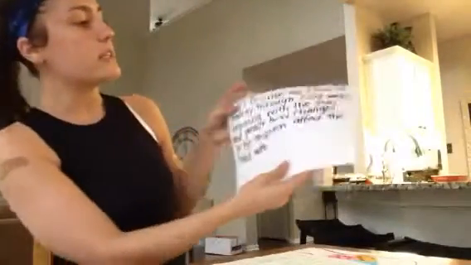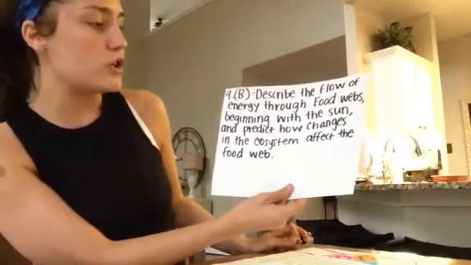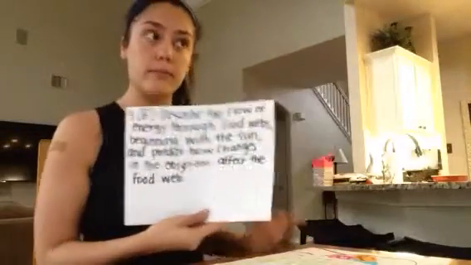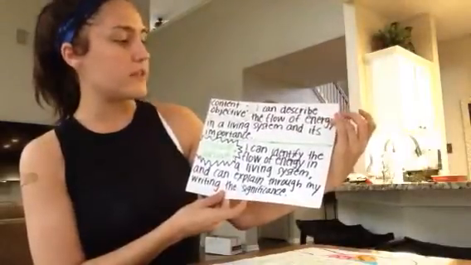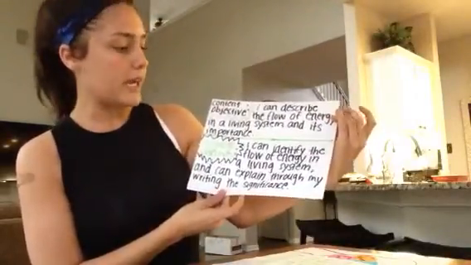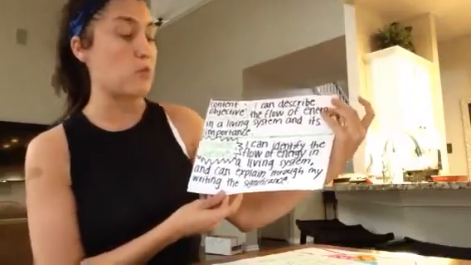Flow of energy. Our TEKS for today is describe the flow of energy through food webs beginning with the sun and predict how changes in the ecosystem affect the food web. Your learning goals for today are: I can describe the flow of energy in a living system and its importance. I can identify the flow of energy in a living system and can explain through my writing their significance.